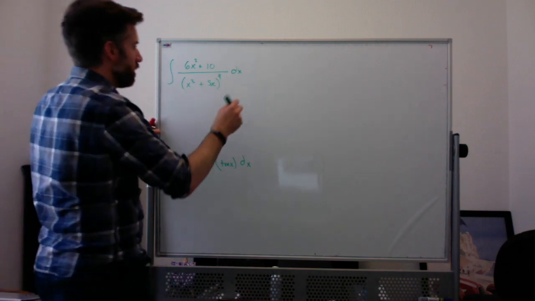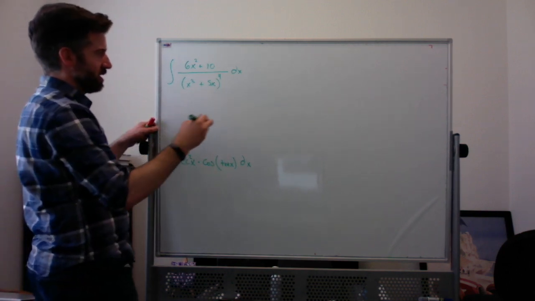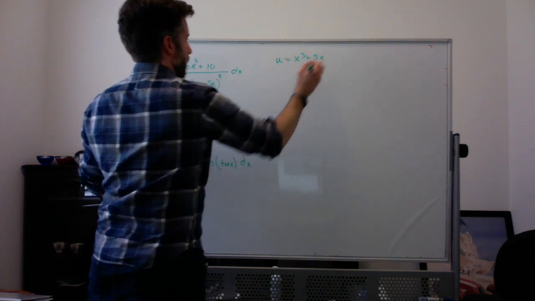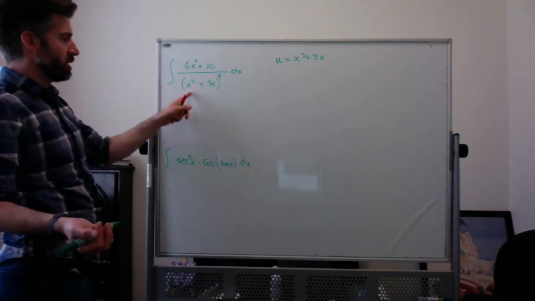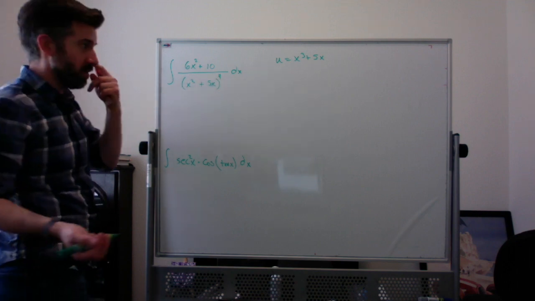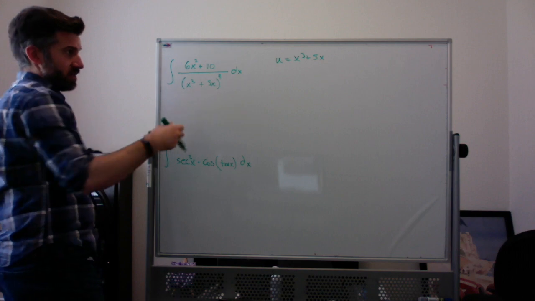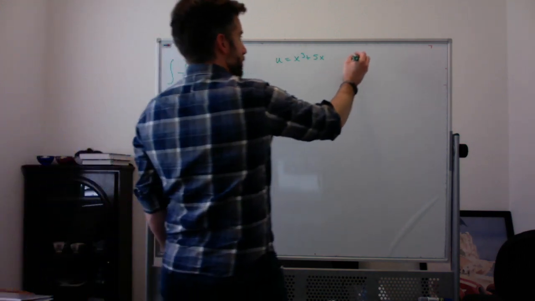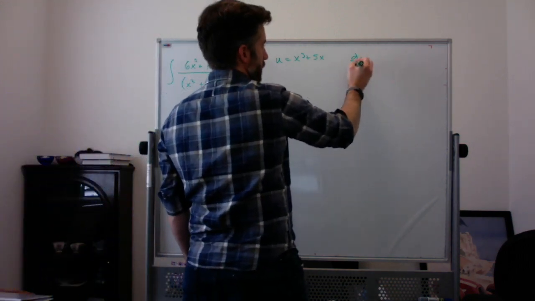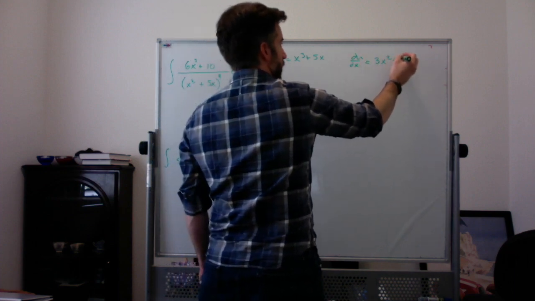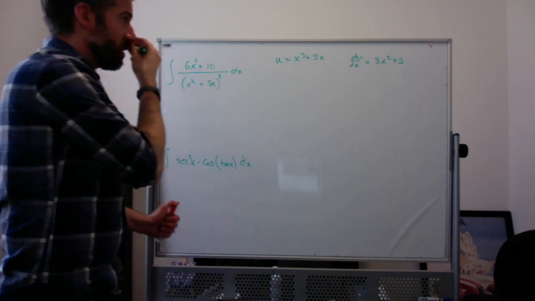So here, I'm going to let u equal x cubed plus 5x because I know it's stuck inside another function. I've got x cubed plus 5x to the 4th power in the denominator. Or you can also write this as 6x squared plus 10 times x cubed plus 5x to the negative 4th. My du, or du dx, derivative of this is 3x squared plus 5. And while I don't have that exactly, I'm pretty close.